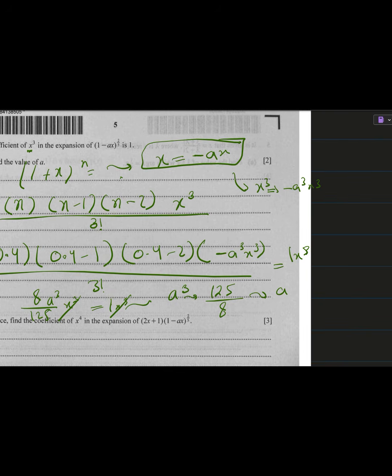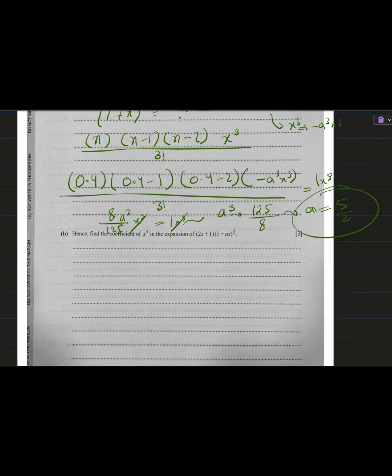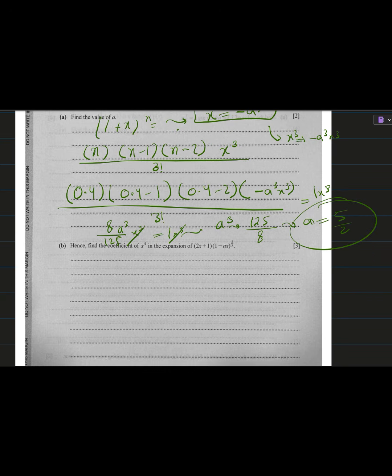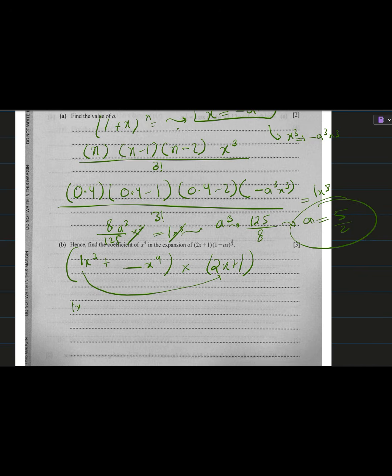So a will be equal to 5 over 2, and that is the correct answer for it. Then we have to find the coefficient of x power 4 in the expansion of 2x plus 1 and 1 minus a. So it could either be that we have the coefficient of 1x cube plus coefficient of x power 4 multiplied by 2x plus 1. So one way to do that would be that we multiply the coefficient of x cube by 2. So it would be 1x cube into 2x would be 2x power 4.